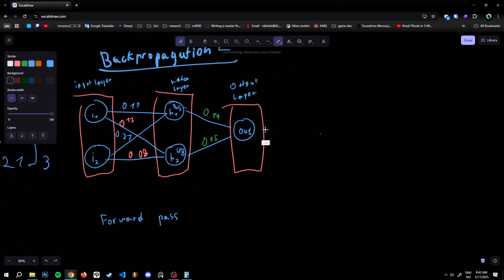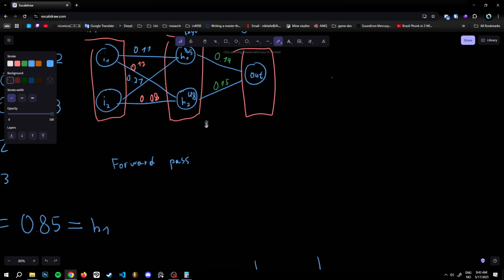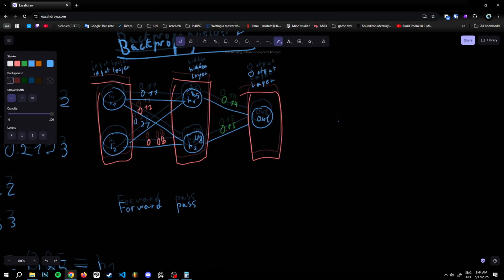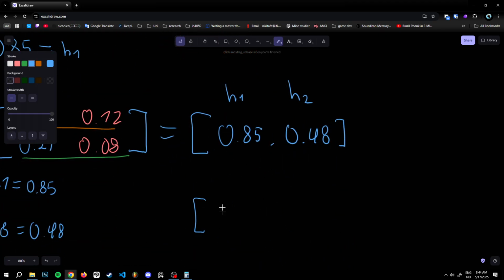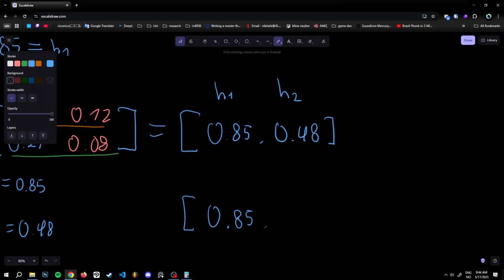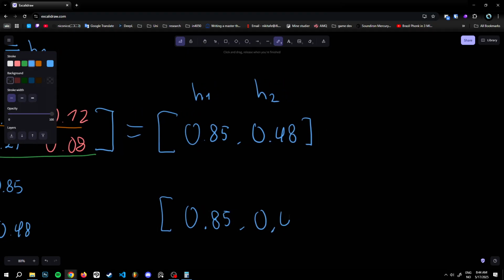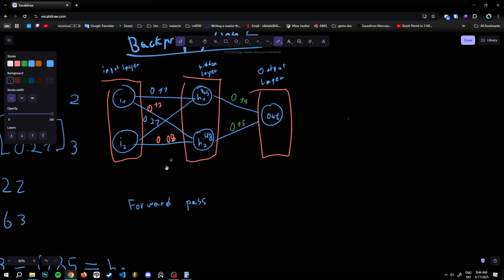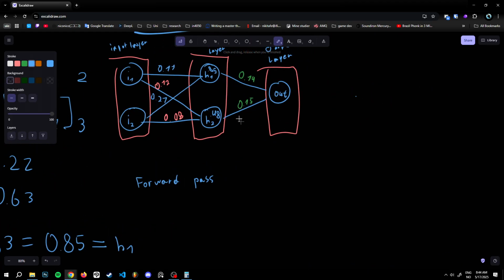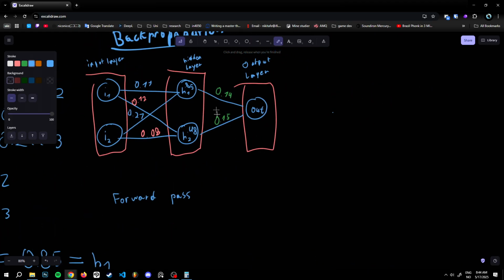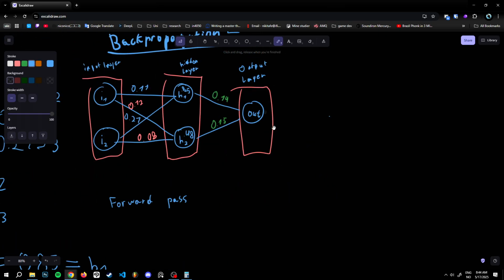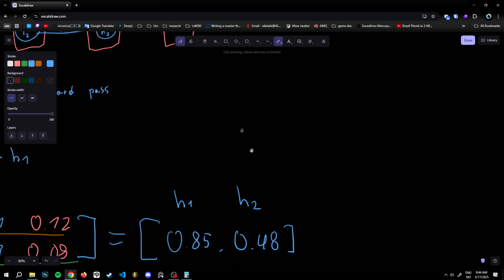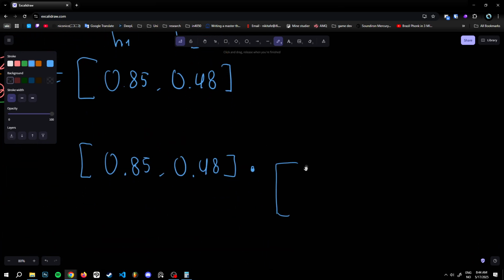Well, we have to keep going, right? Now we have to calculate the output, right? And how do we calculate the output? Well, we just need to take these values, right? So we take 0.85, 0.48, and then what do we do? We matrix multiply them. So we multiply them by these two weights, which are going to be in this direction.